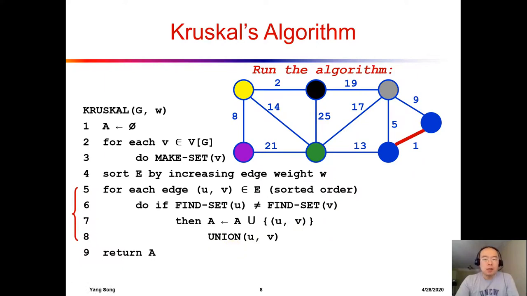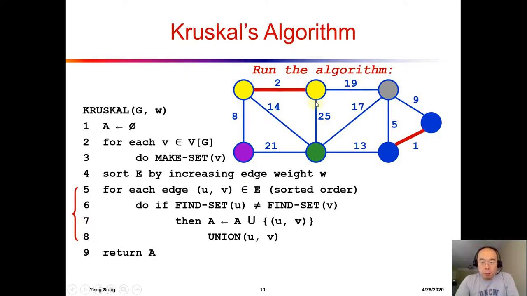Okay, so this is the first step. And the next one, I want to visit the second smallest weight, and that is 2. So I'm visiting this one. I'm going to check whether those two nodes belong to the same set, and the answer is no. So I'm going to do the same thing: add this edge to the A, and then union those two nodes. So those two nodes are both in yellow color.